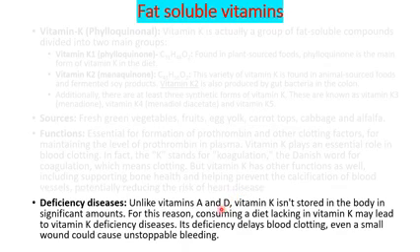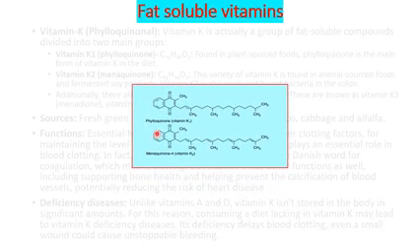So deficiency diseases we have already discussed before. Okay, so delay in blood clotting. Even a small wound can cause unstoppable bleeding. You might have seen in some films characters produced with those deficiencies. So these are the different structures of vitamin K.